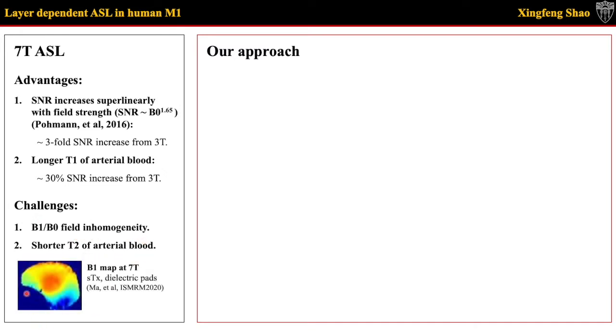So here's a B1 map we acquired at 7T using a single transmission coil and dielectric pads. As you can see, B1 is very inhomogeneous. In this typical 3D PICASSO labeling plane here, B1 is usually less than 50%, leading to a very bad labeling efficiency. So here's our approach to deal with these challenges.